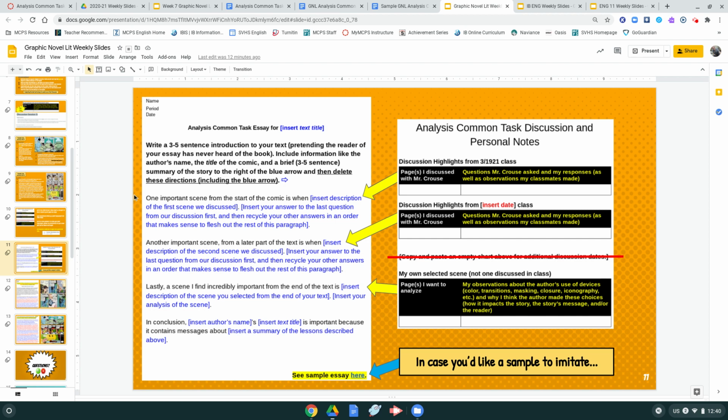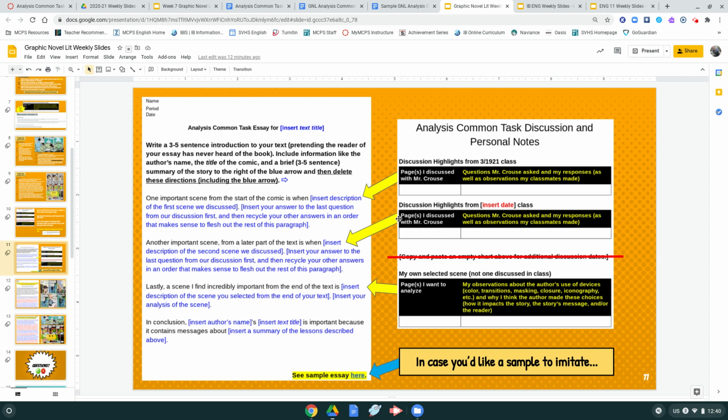Then if you move down to the first body paragraph, it says, I start you off: One important scene from the start of the comic is when, and then insert your description of that first scene that we discussed. Again, pretend like the person who's reading your essay can't see the book in front of them. So you would describe, who are the characters? What are the characters doing? What are they talking about? What is going on? Then it says insert your answer to the last question from our discussion first, because that's your summary statement, and then recycle all your other answers in an order that makes sense to flesh out the rest of your body paragraph.